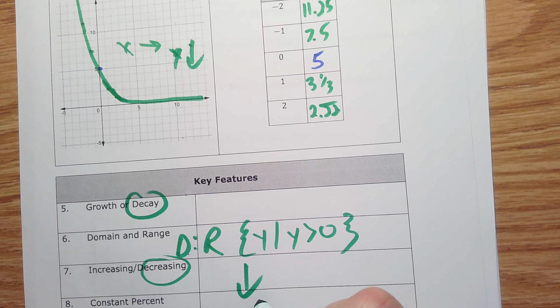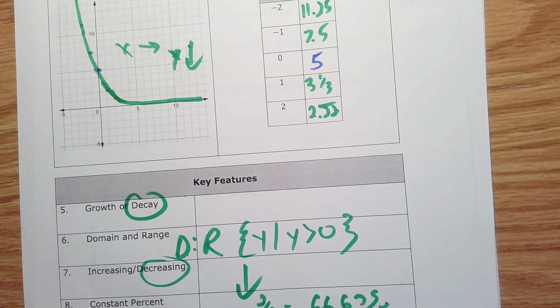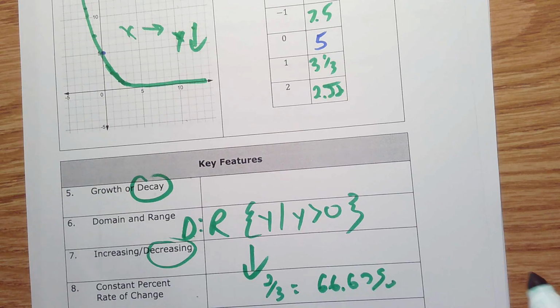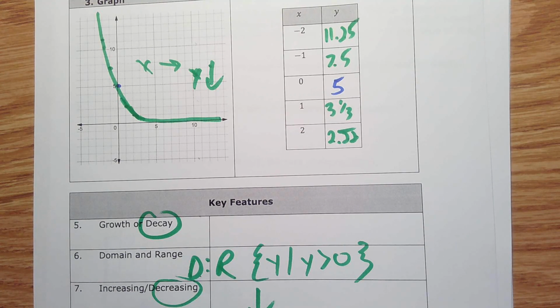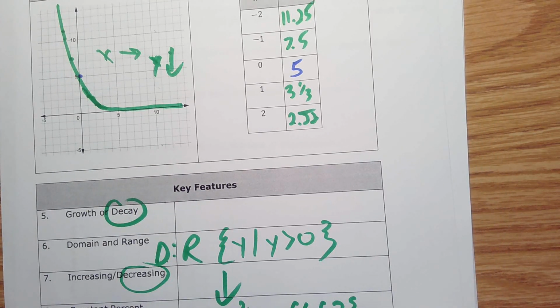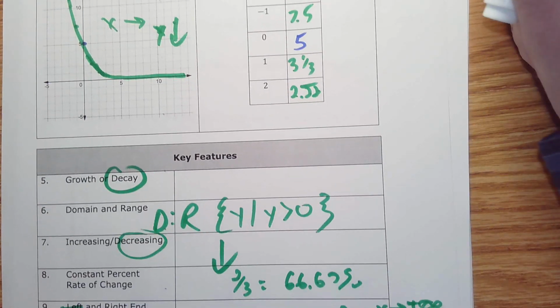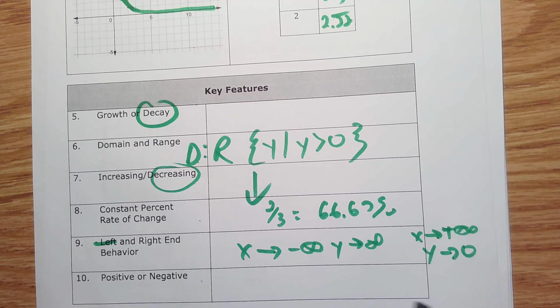So this is decreasing. A constant percent or rate of change, right? This is going to be 2/3 or 66.67%. So it's going to get smaller by 66.67% every time. Okay, the left end behavior, so this way left, is as x approaches negative infinity, y approaches infinity. That's the left end. The right end is x approaches positive infinity, y approaches 0. And then is it positive or negative? Well, it's positive. The whole thing's above the x-axis, so it's positive.